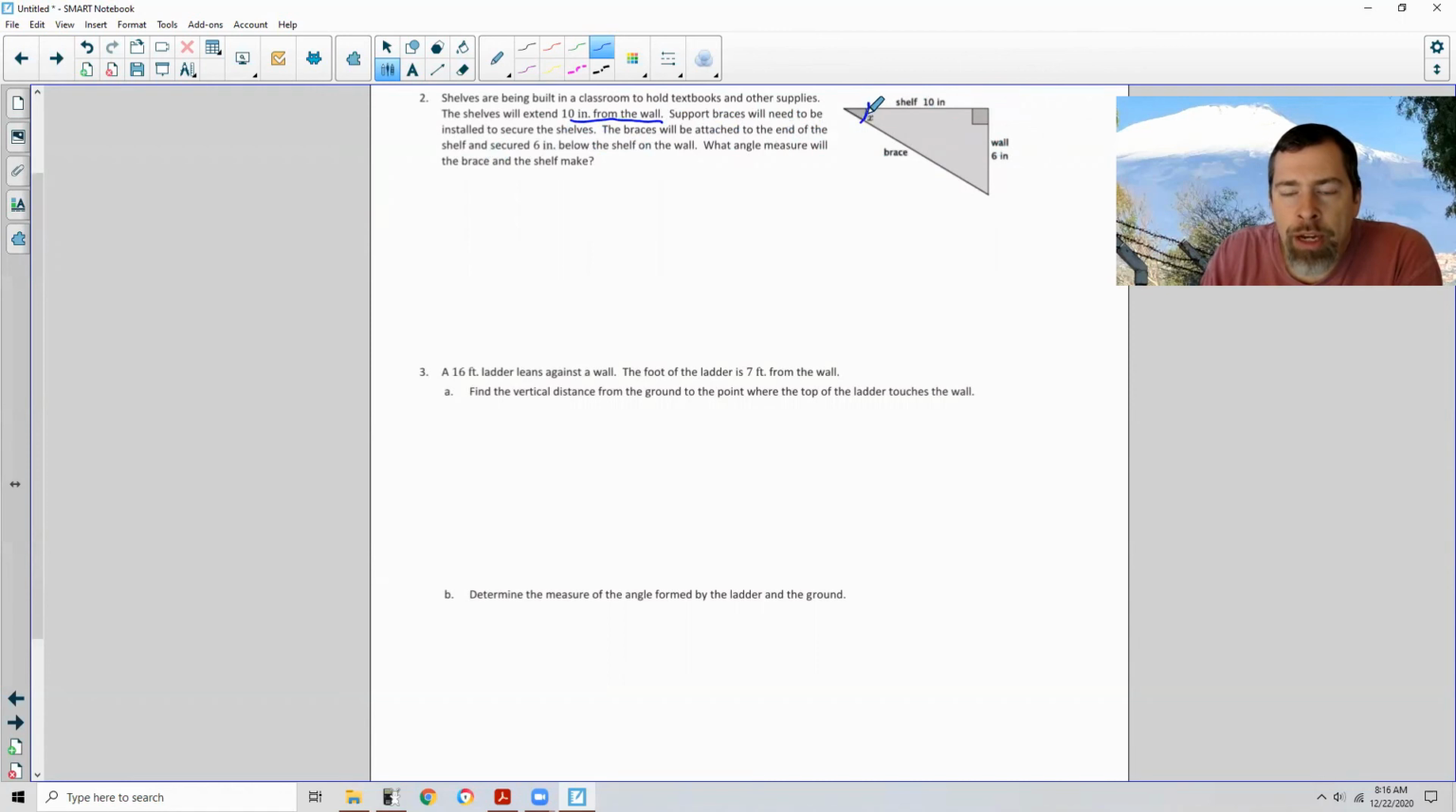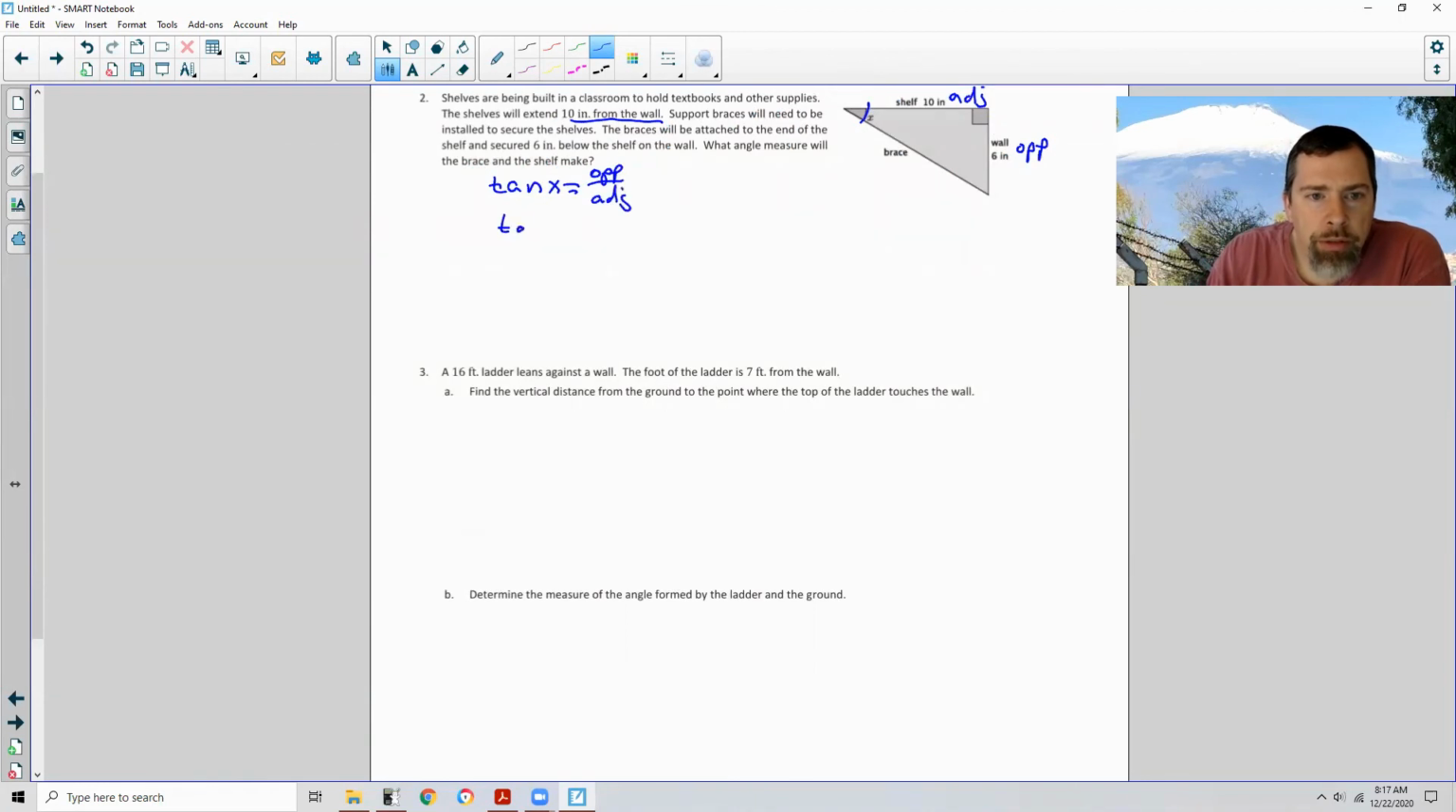So with respect to my reference angle, I know opposite, the wall, and I know adjacent, the shelf. I do not know the length of the hypotenuse, which is the brace. We can find that by doing the Pythagorean theorem, 6 squared plus 10 squared equals brace squared, but we won't, this is not asking that, we're just finding angle X. So you would say opposite over adjacent is tangent. So the tangent of X equals opposite over adjacent.